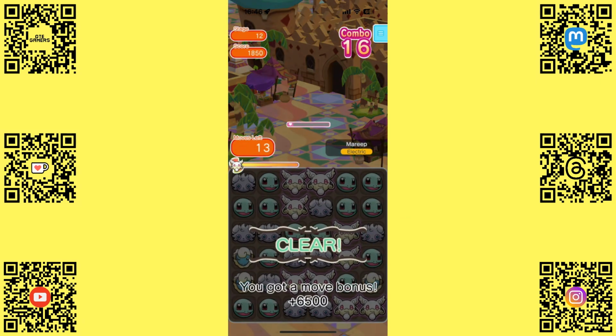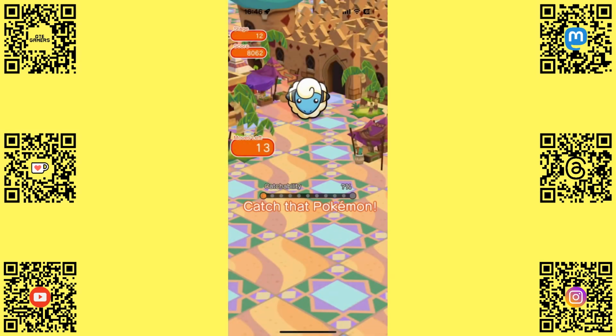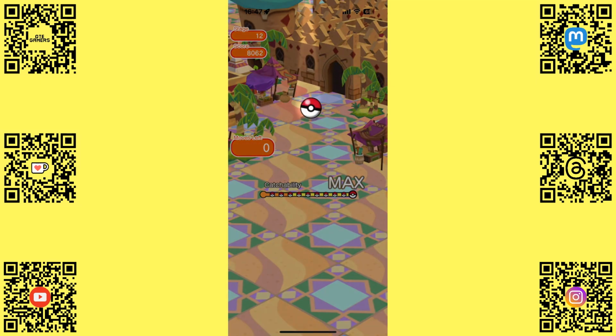Combo 10 was 1, so we've got 16, so that should be one of them done. I like Mareep, but in terms of the evolution line, there's Mareep and then it gets very weird after that.